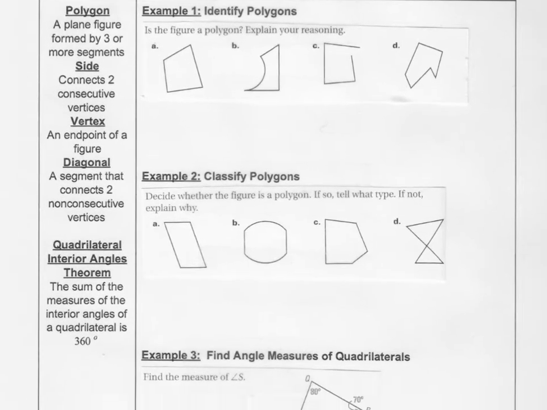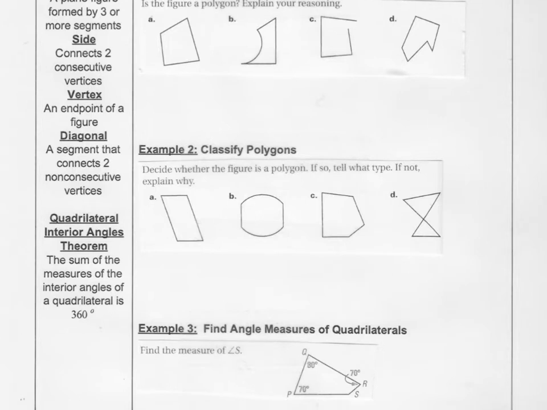And then we have the quadrilateral interior angles theorem, which basically says all the angle measures of a quadrilateral, a four-sided figure, have to equal 360. Just like all triangles have to equal 180, all quadrilaterals need to equal 360 degrees.